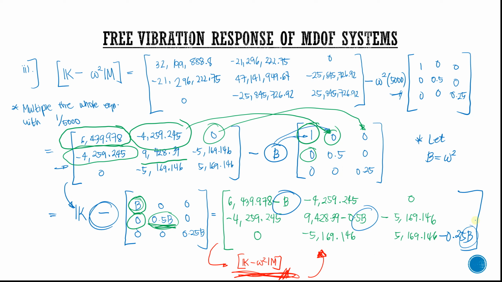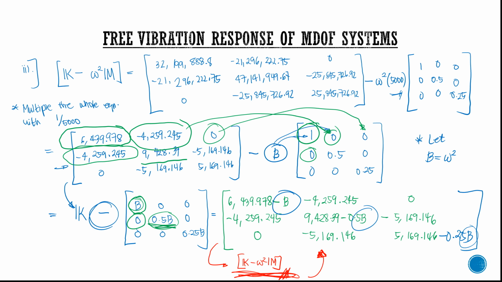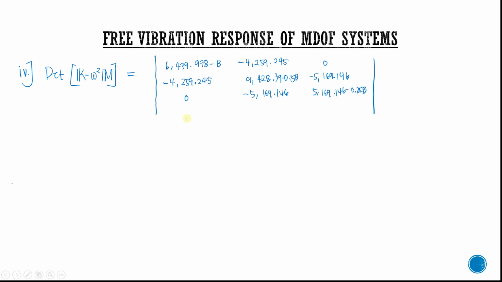So how are we gonna be able to solve this one? Well, we can solve this one by getting the determinant of this matrix. We need to get the determinant of the stiffness matrix minus omega squared times the mass matrix. Okay, so this symbol here means that we need to get the determinant of this matrix. Now, to get the determinant of the matrix, you can either use the Cramer's rule or the basket method.